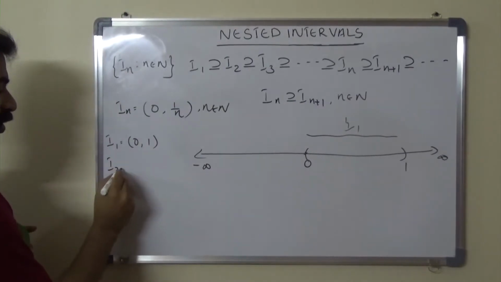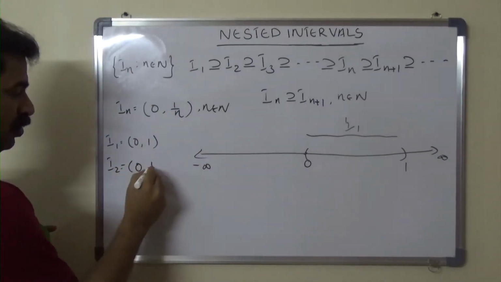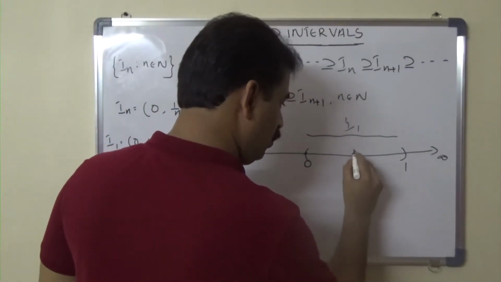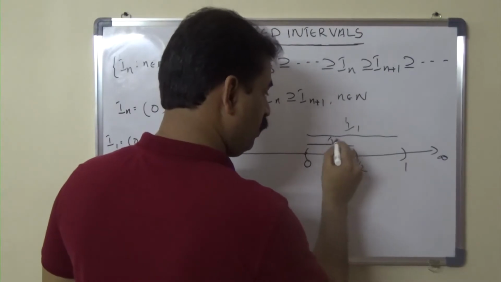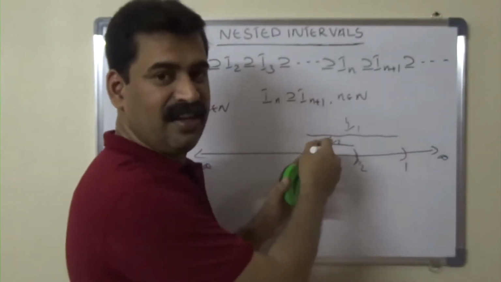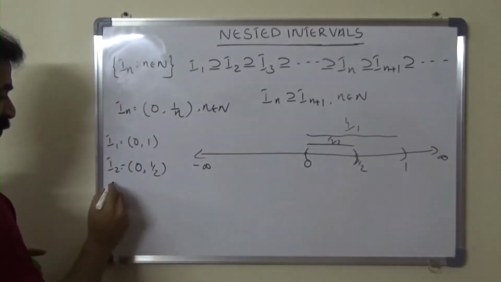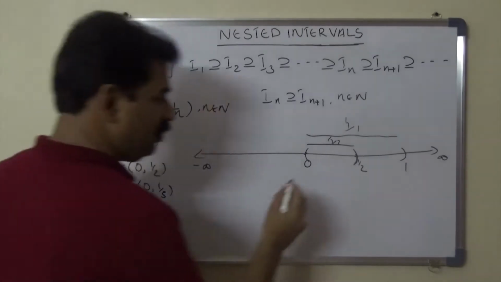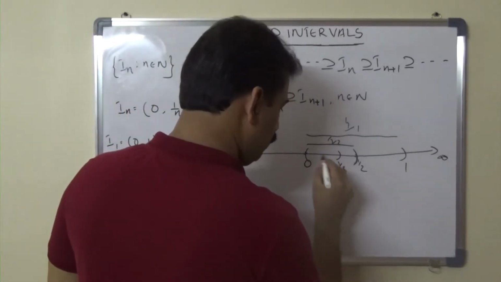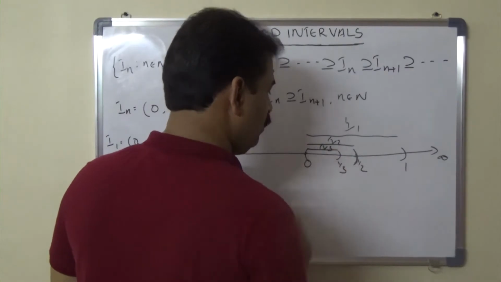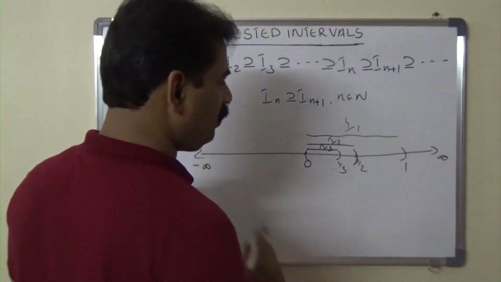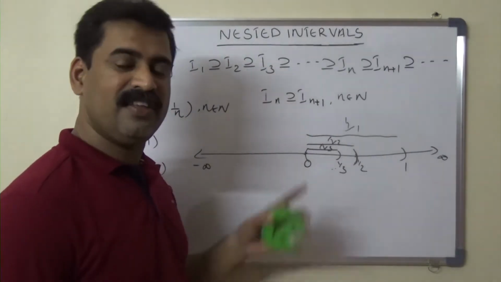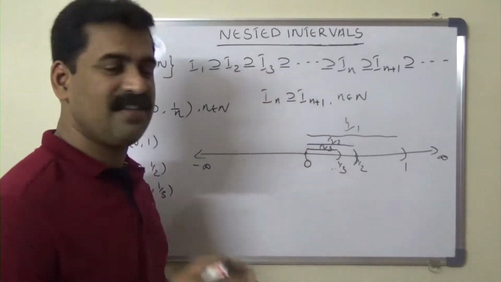Next put n equals 2. Then I2 equals open interval 0 comma 1 by 2. So this is I2. Here I1 contains I2. Next put n equals 3. Then we will get I3 equals 0 comma 1 by 3. So I1 contains I2, I2 contains I3, and so on. This is also another example for nested intervals.